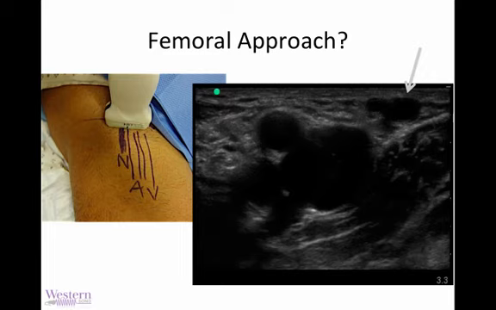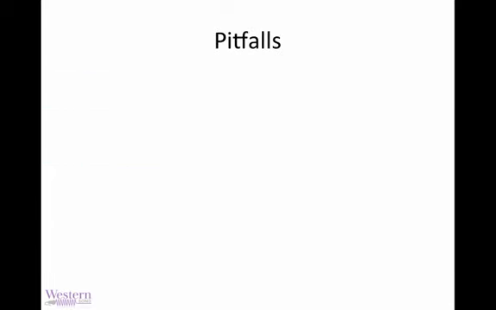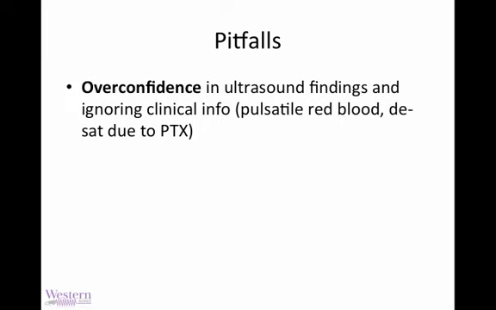It's because you may be in a branching vein of the femoral vein. So other pitfalls to be mindful of. Biggest one I would say is overconfidence in your ultrasound findings. You see a spot on the screen, it looks like it's in a vessel, and believing that even though you have pulsatile blood or a gush of air preceding that or after that, that you're in the vessel.